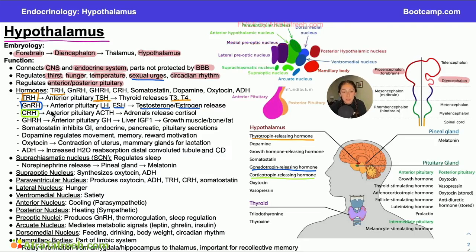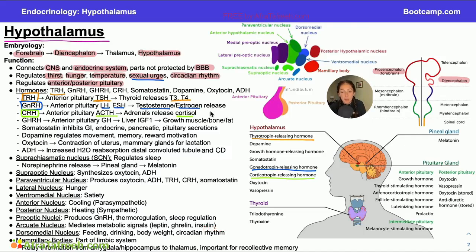Next, we'll talk about corticotropin releasing hormone. And corticotropin releasing hormone, again, no big surprise, is going to go directly to the anterior pituitary, cause the release of adrenocorticotropic hormone, which will then cause the adrenals to release cortisol. Cortisol is that fight or flight hormone, but it's also going to have some important effects on our hunger and metabolic systems as well.